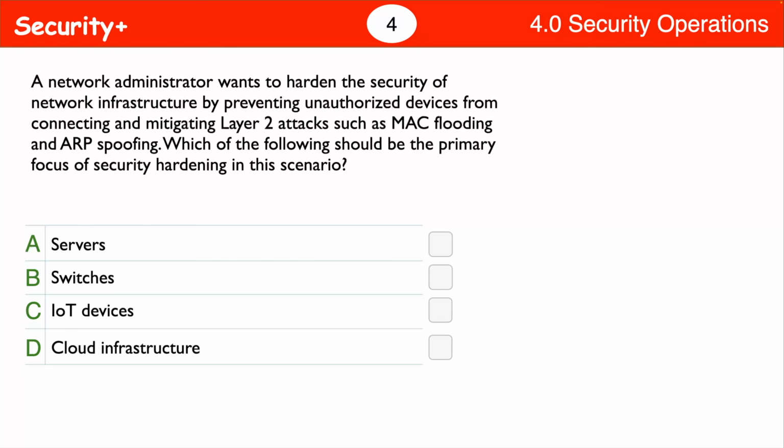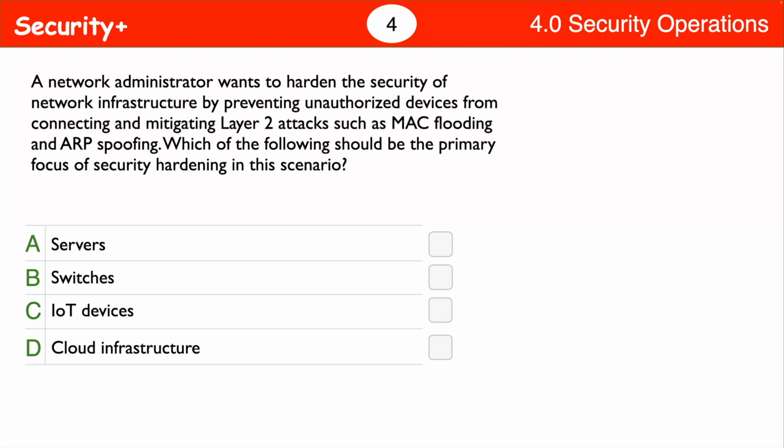Question 4. A network administrator wants to harden the security of network infrastructure by preventing unauthorized devices from connecting and mitigating layer 2 attacks, such as MAC flooding and ARP spoofing. Which of the following should be the primary focus of security hardening in this scenario? A, servers, not serverless. B, switches. C, IoT devices. Or D, cloud infrastructure.